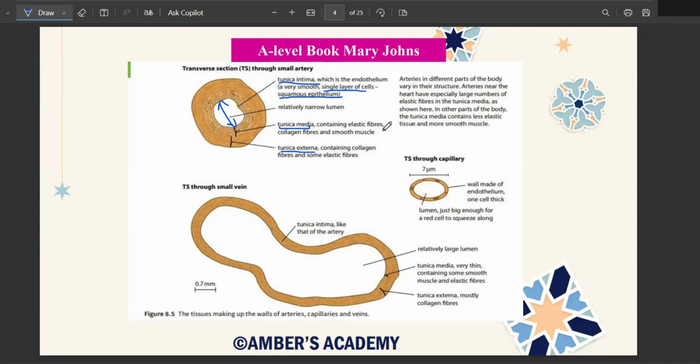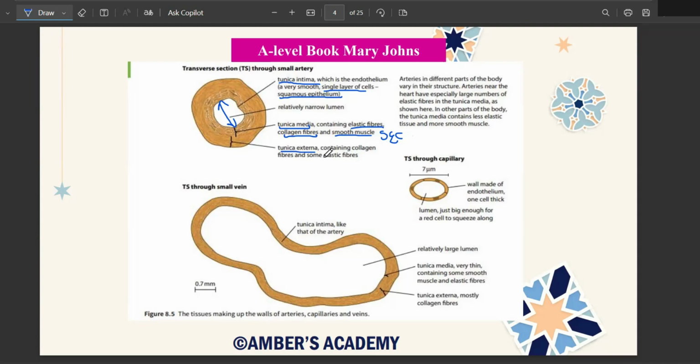I'll suggest a mnemonic for this, through which I learned tunica media of artery has SEC. S stands for smooth muscle, E stands for elastic fibers, and C stands for collagen fibers. This was a mnemonic I used to practice when I was doing A levels. SEC. So tunica media has SEC: smooth muscle, elastic fibers, and collagen fibers.